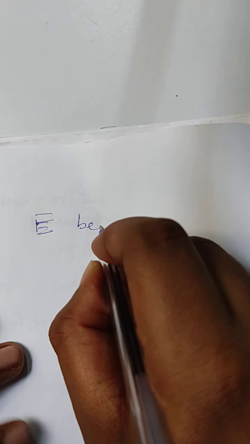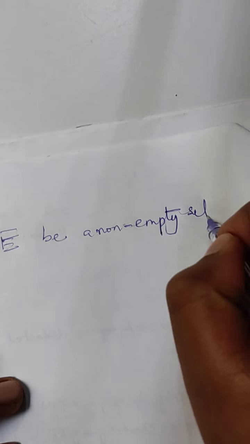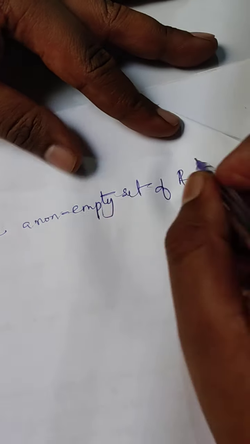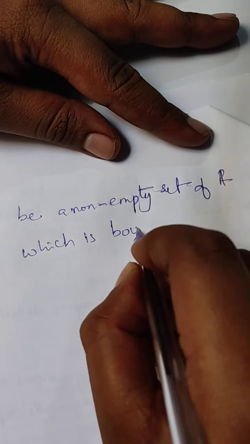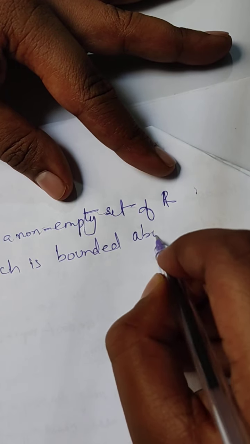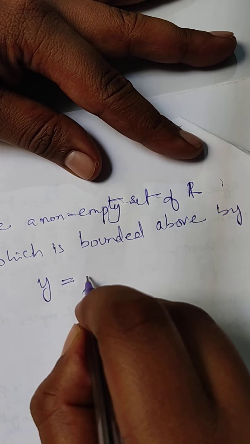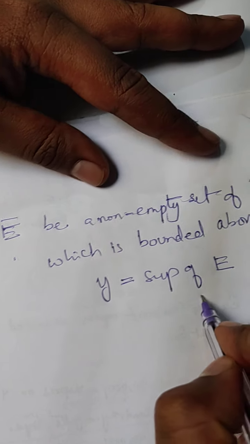Next theorem that we have here: let E be a non-empty set of real numbers which is bounded above by y, that implies y is a supremum of E. We have y is a supremum of E.